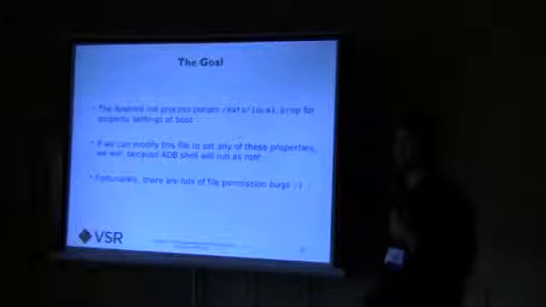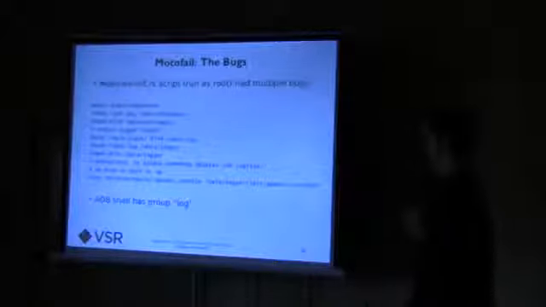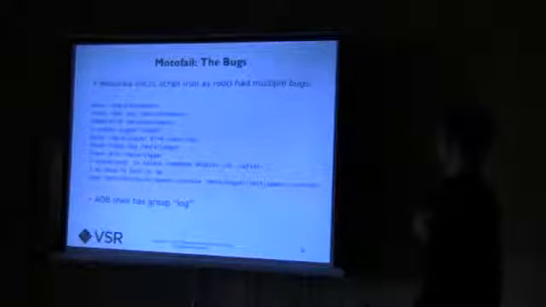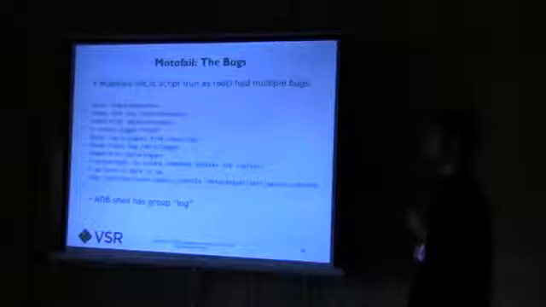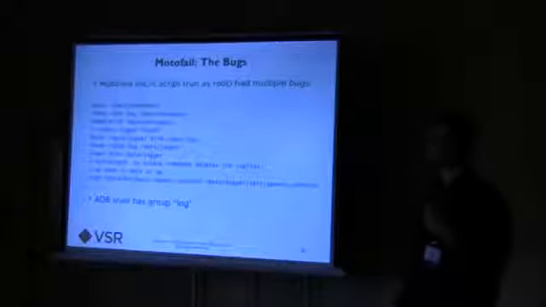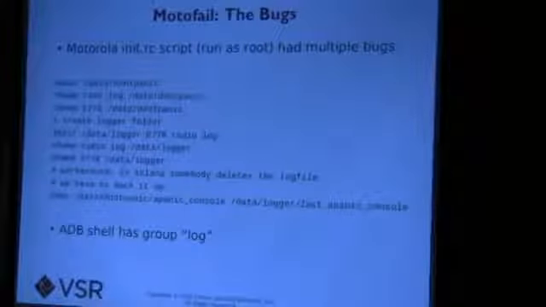Fortunately, there are a lot of file permission bugs on Android that will allow us to do this. In particular, the bugs that I used for this exploit are in the init.rc script, which is just an initialization script that's parsed by the init process. So this script had multiple bugs. So first, they create this don't panic directory, which is accessible by the log user, which our ADB shell has access to. They create this logger directory. Then they move a file from one directory to another within two directories that are writable by us.